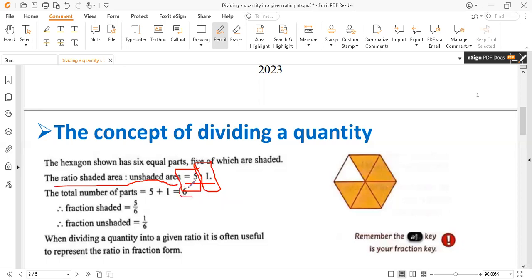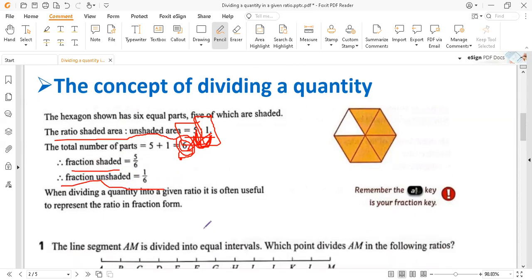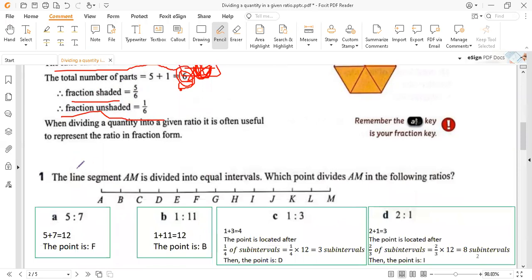So the total number of parts is 6. We add the two terms of the ratio to obtain 6. So the fraction shaded is easy to know. The fraction shaded is 5 over 6 and the unshaded is 1 over 6. What these fractions are for, we'll see in the next exercise.